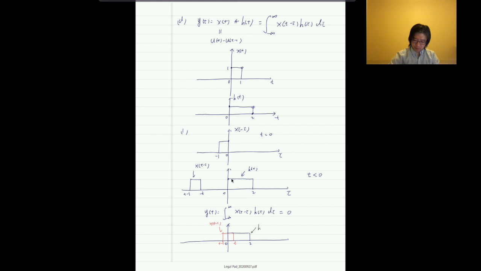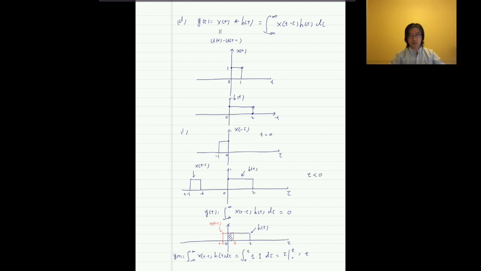And this is again our h(tau). Okay, so in this case, let's do the integral. y(t) equals the integral of x(t minus tau) h(tau) d tau. The important thing here is the boundary point of the integral. The overlap is like here, therefore the integral is from 0 to t, and x(t minus tau) is 1 times h(tau) is also 1, and then d tau. Clearly now there's nothing but tau. We evaluate this function at t and 0, and then we get t. Okay, very good.